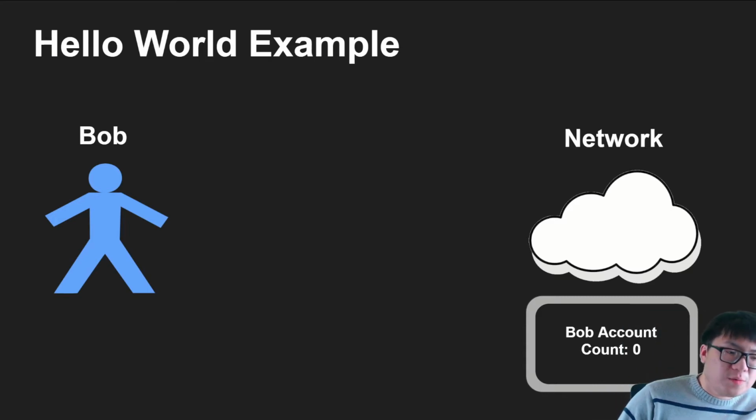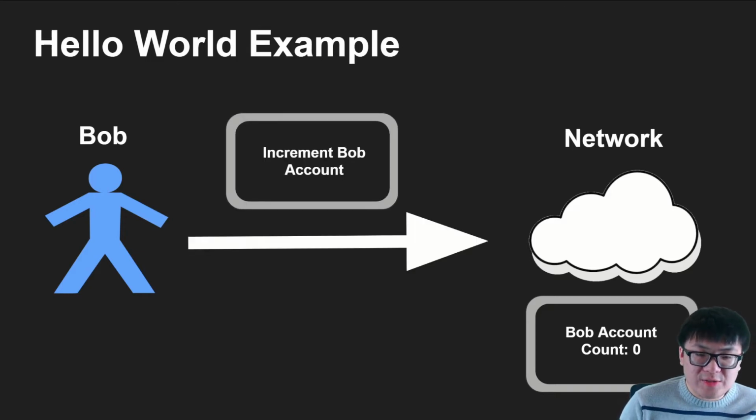So the account would be initialized with whatever data we want to store on the network. And in this instance, we just have a count. So we'll have a default value of count 0. And the purpose of this smart contract is we want to increment this count. So Bob will send a transaction telling the network to increment.